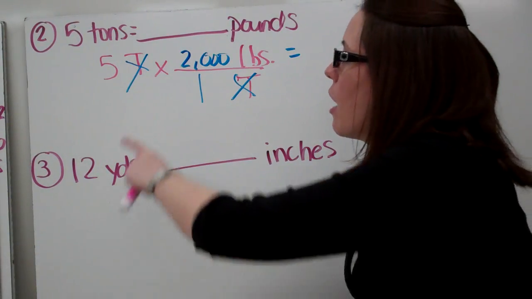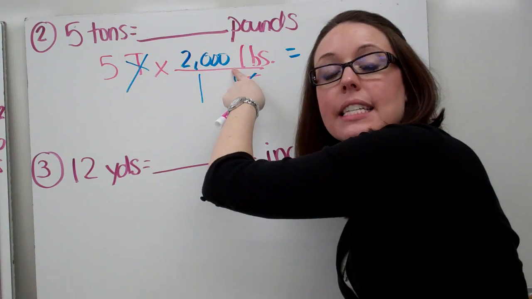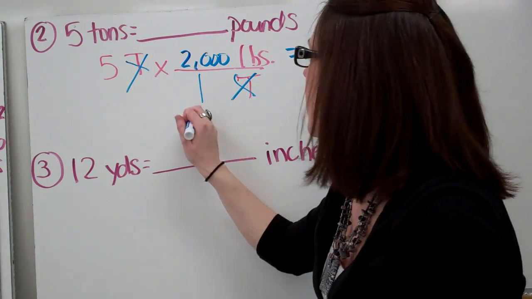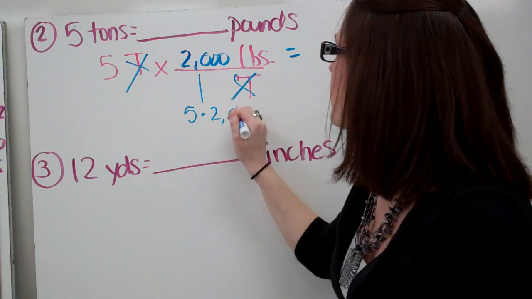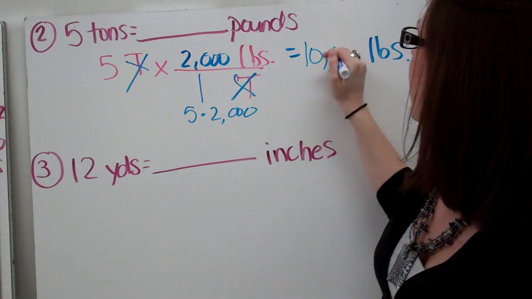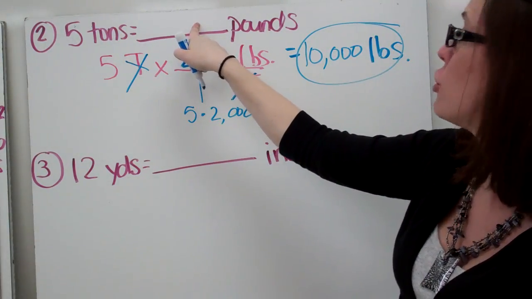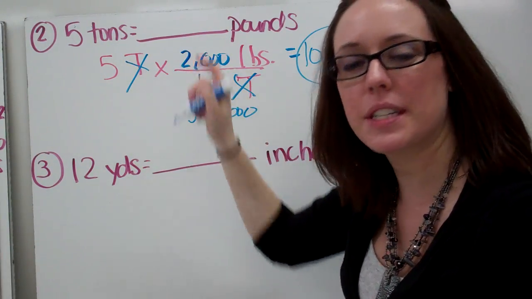pounds. Now, because the number other than 1 is in our numerator, we multiply. So 5 times 2,000. And we know that 5 times 2,000 is 10,000 pounds. So 5 tons is 10,000 pounds.